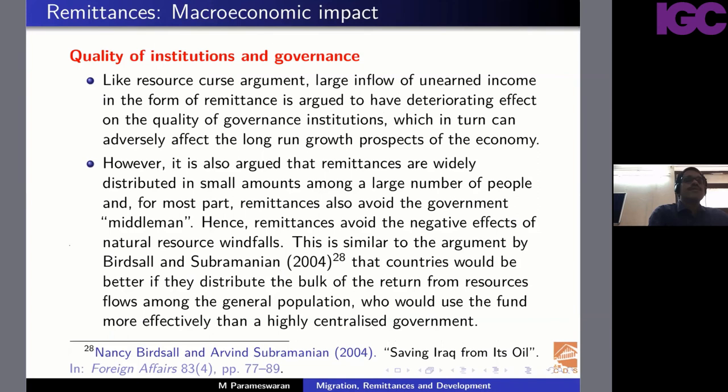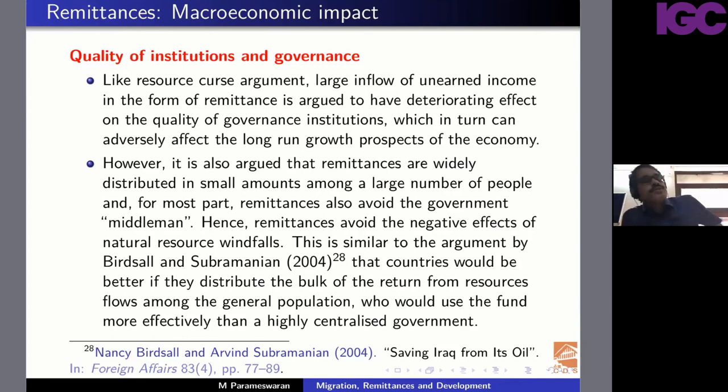Now, another issue which may not be important for India or Kerala, but it is important for other countries. As we have already seen, in some countries remittances account for more than 10% of their GDP. In these countries, remittances are very high.